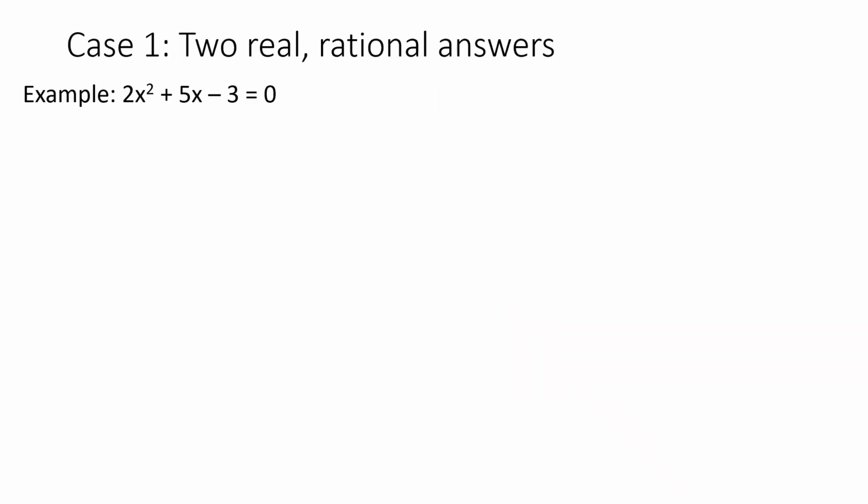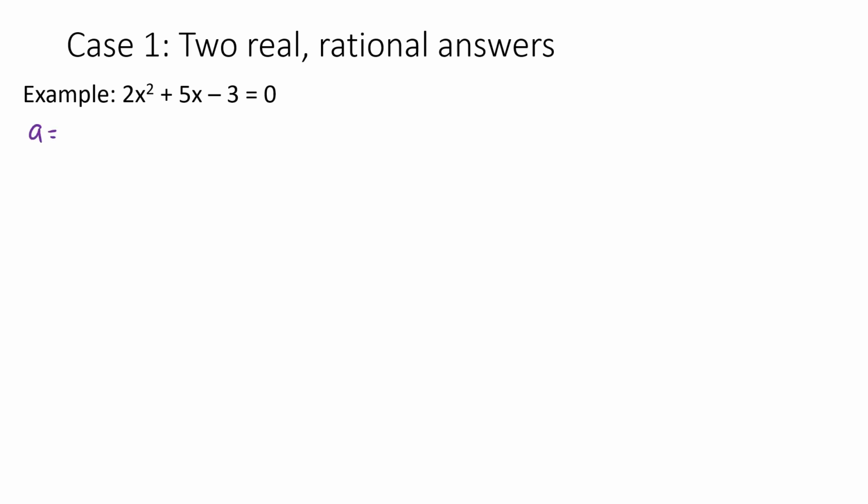Now we'll look at case 1. Case 1 is when you have 2 real rational answers. So you can get 2 answers and those answers are going to be rational. Again, what we're looking at here is how many answers am I going to get? In this case 2, and what kind of numbers will they be? They will be rational. So let's take a look at this.